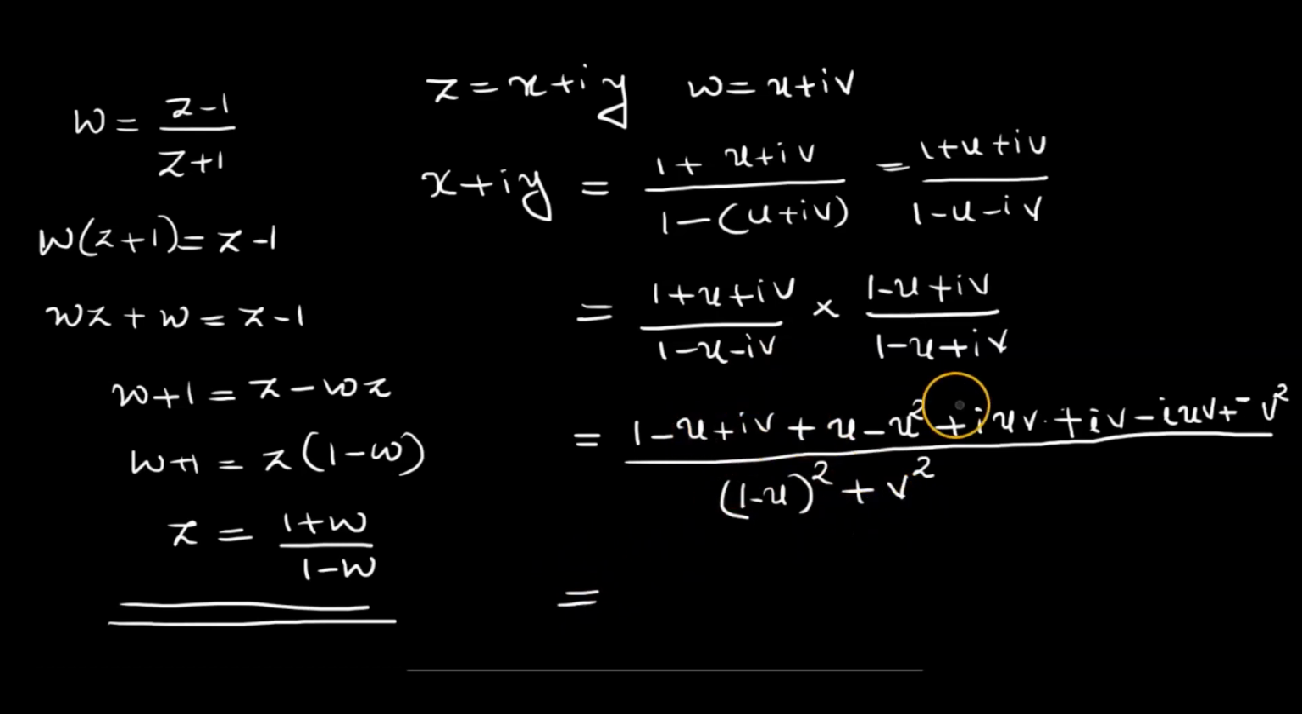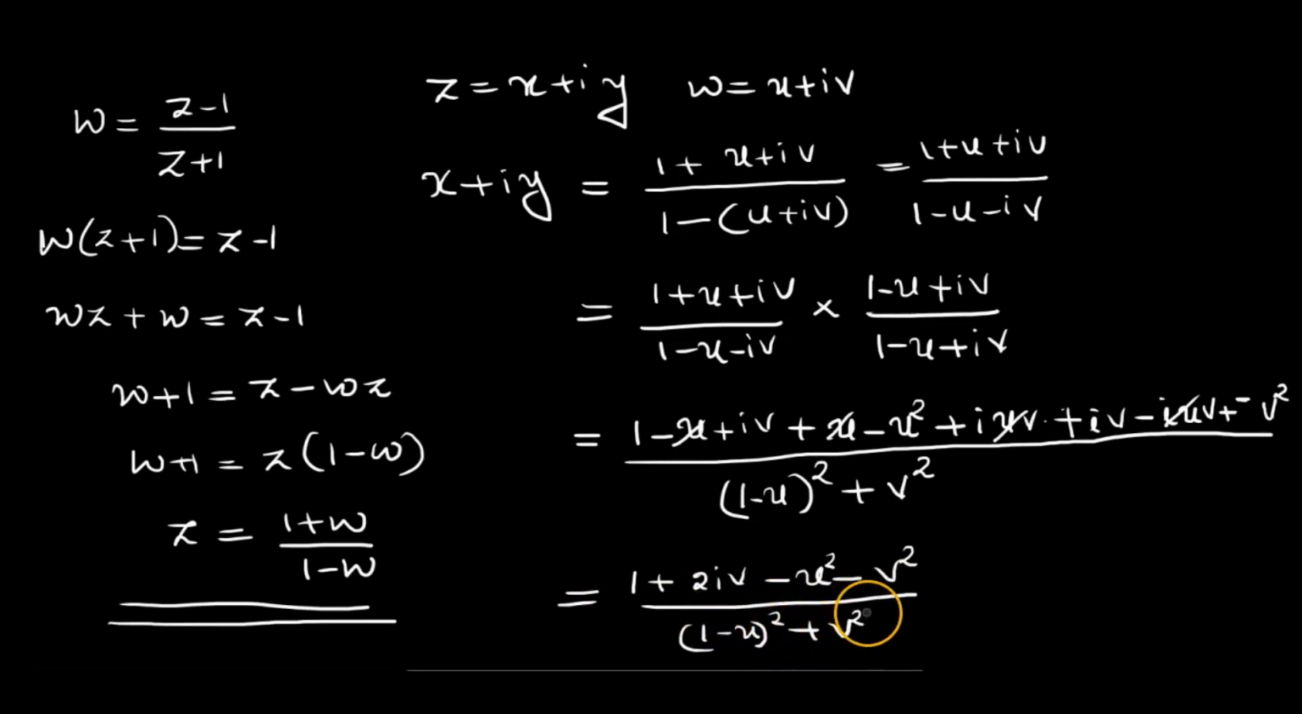Now, let us cancel the terms minus U plus U and plus iUV minus iUV. What we get? 1 plus iV plus iV, that is 2iV, minus U square minus V square. And the denominator is (1 minus U) whole square plus V square. So, we get this. So, X plus iY equal to this.